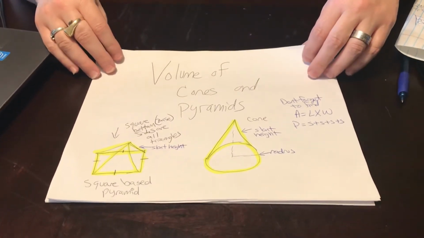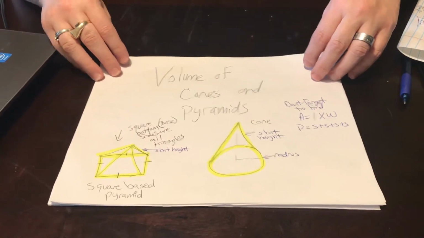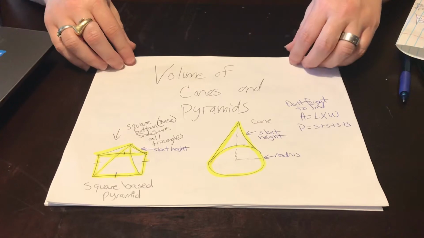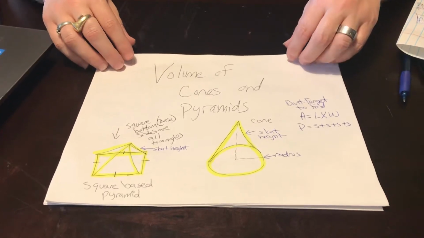This is the first class of the fourth quarter. So this week we're going to be talking about the volume and surface area of cones and square-based pyramids.